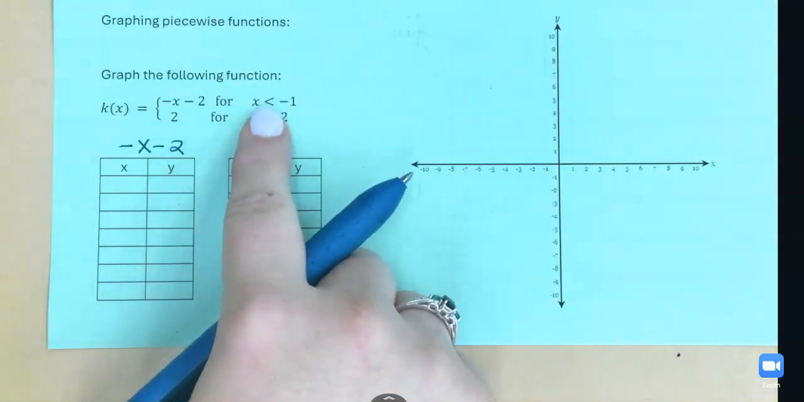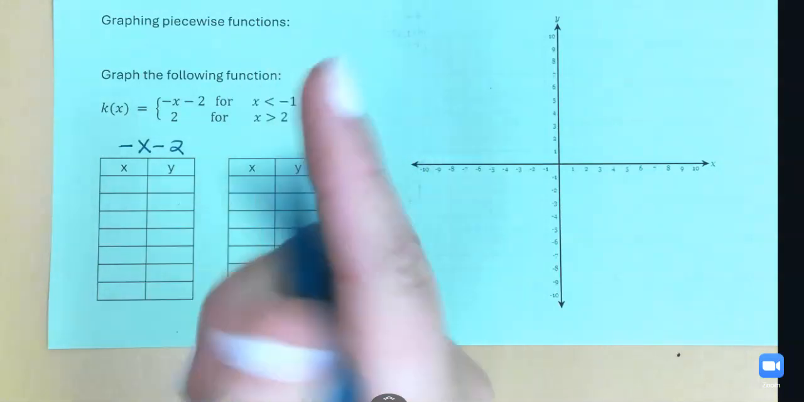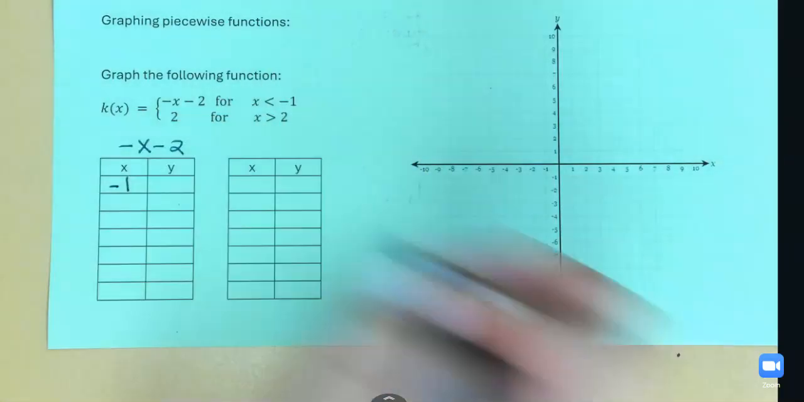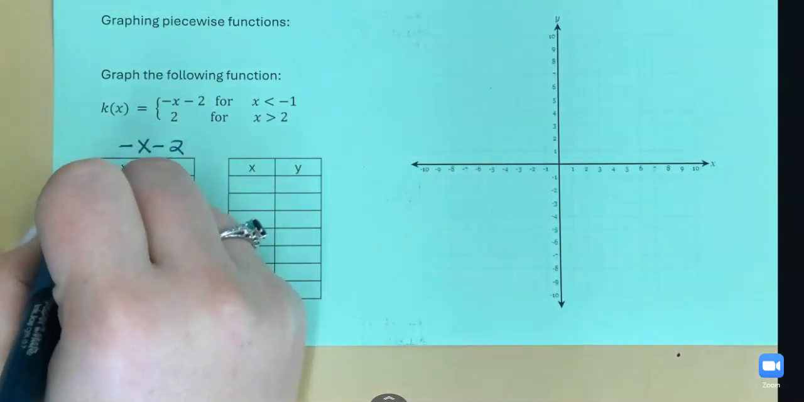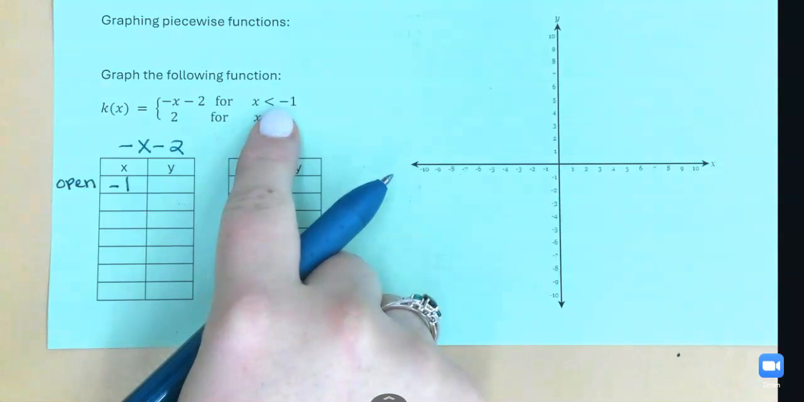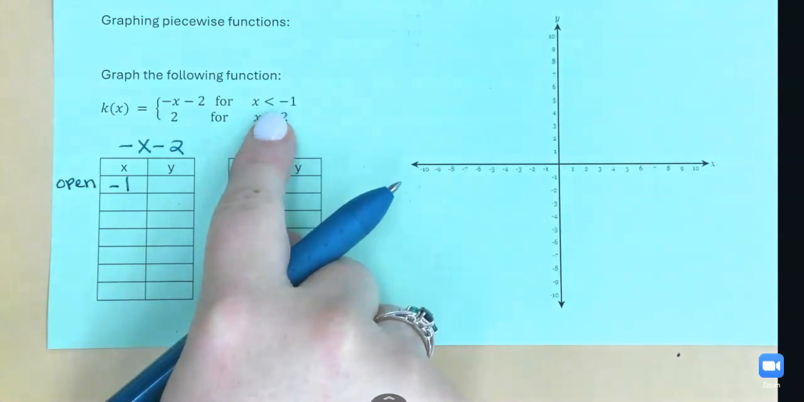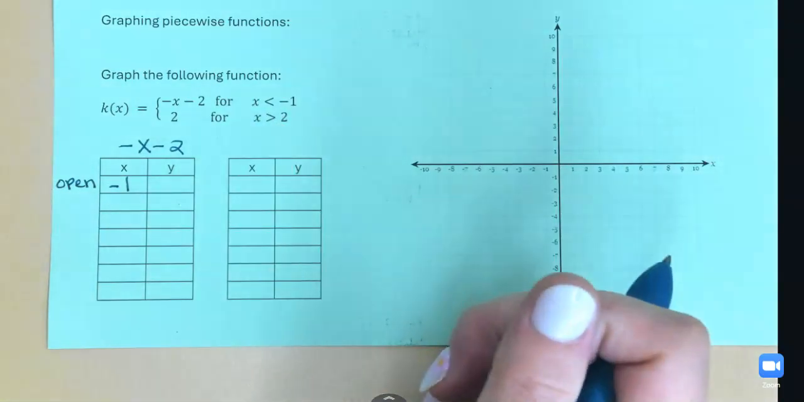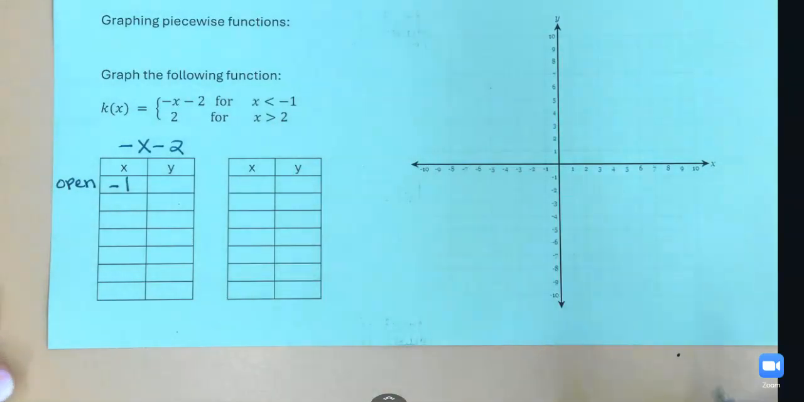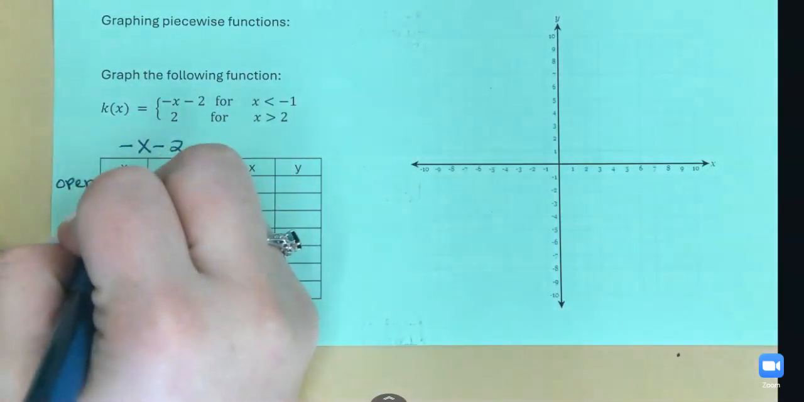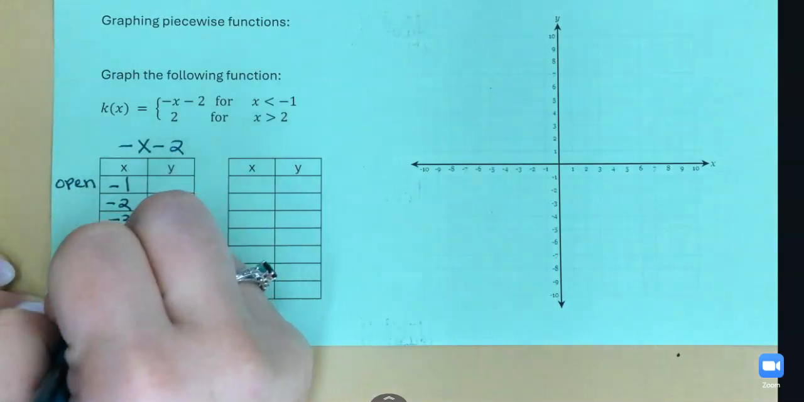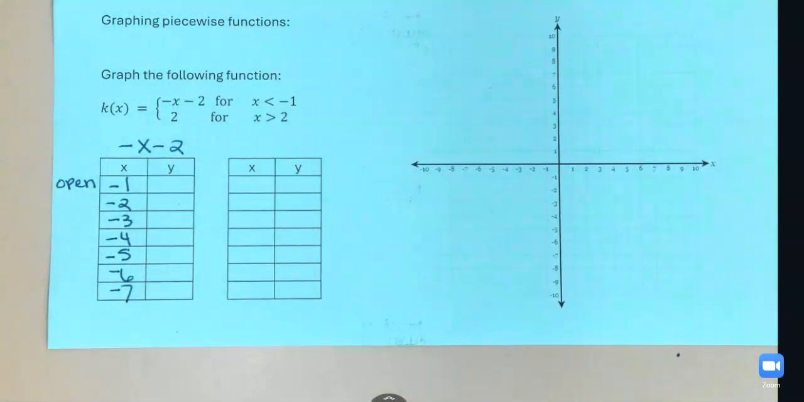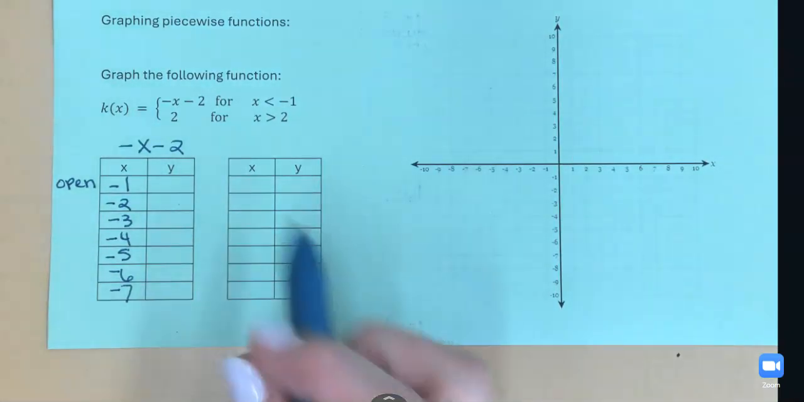Well, this one is starting at x values less than negative 1. So I'm going to put in negative 1 first, and I'm going to make a note to myself here that this needs to be an open circle. That's because I don't have this inequality underlined, so that is going to be an open circle on my graph. And then a few other values that are less than negative 1: negative 2, negative 3. You don't have to fill in the table every time, but you just need to have enough values to be able to see what's happening and plot enough points.